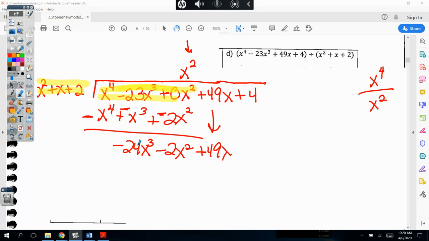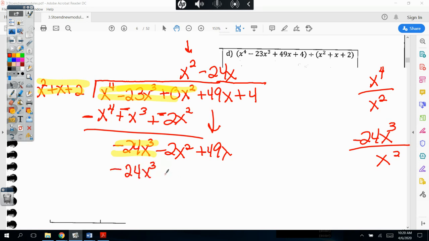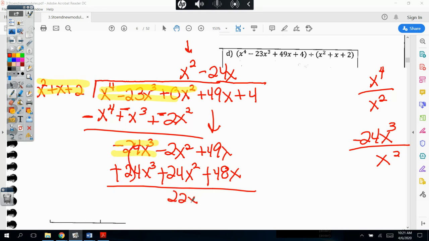How many times does x squared go into negative 24x to the 3rd? Negative 24x to the 3rd divided by x squared is a negative 24x times. Multiply down, distribute down, negative 24x to the 3rd minus 24x squared minus 48x. Change all the signs. You get 22x squared.